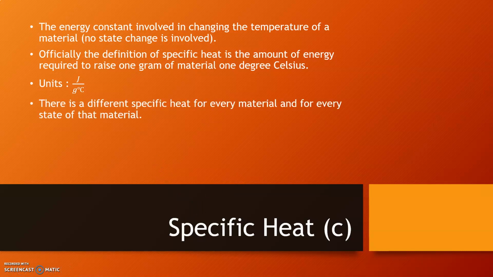And as I said before, there are different specific heats for every material, and there are even different specific heats for the different states of the material. So for example, liquid water has a specific heat of 4.184 joules per gram degree Celsius. Solid water has a specific heat of 2.11 joules per gram degree Celsius. So notice it takes more energy to raise the temperature of liquid water than it does to raise the temperature of solid water. That's what those numbers are telling you.